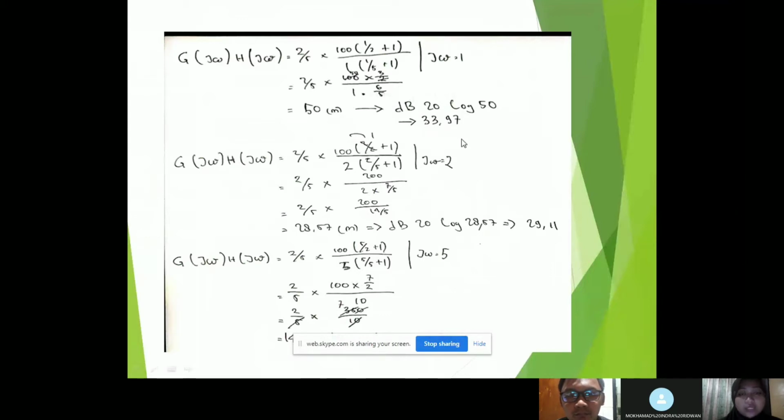Next, we find the other starting points at the other poles. For the pole at -1, we have 33.797, for the pole at -2, we find 29.11, and for the pole at -5, we find the starting point is 22.92.